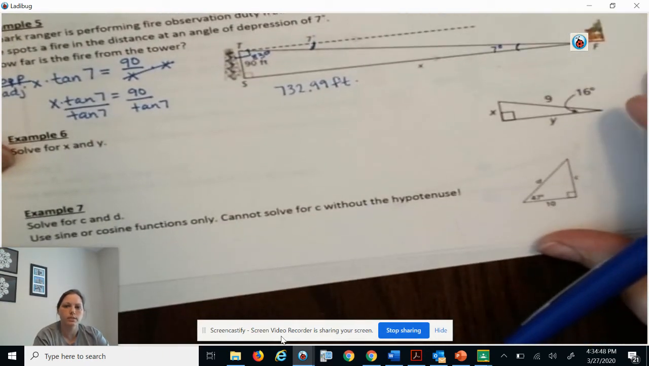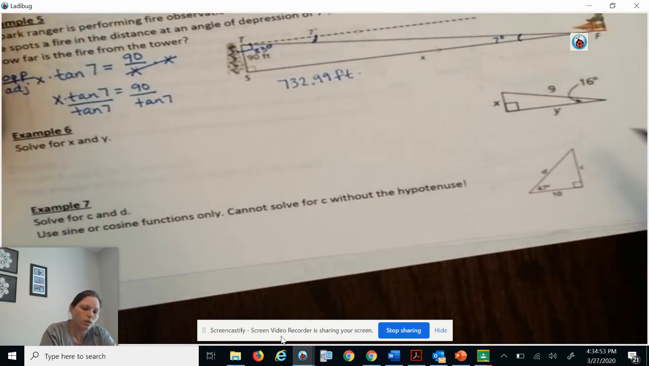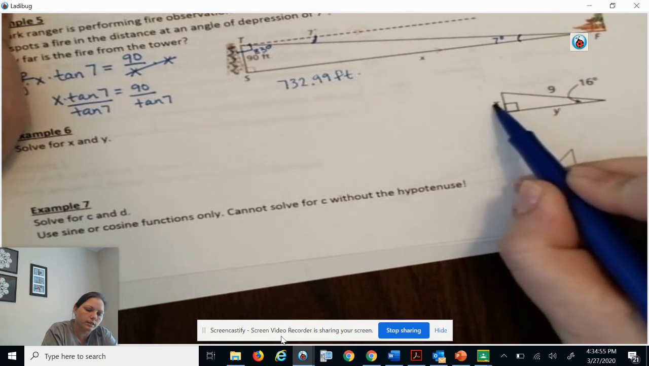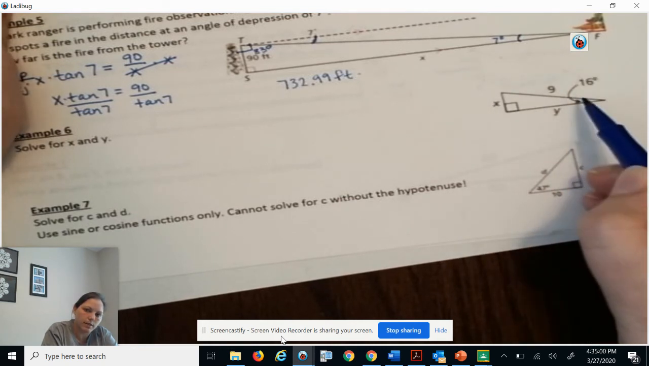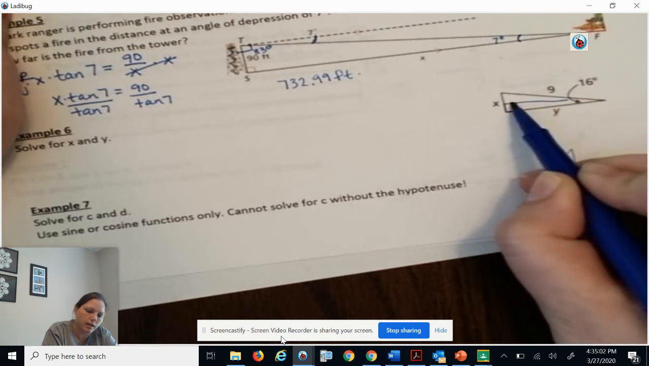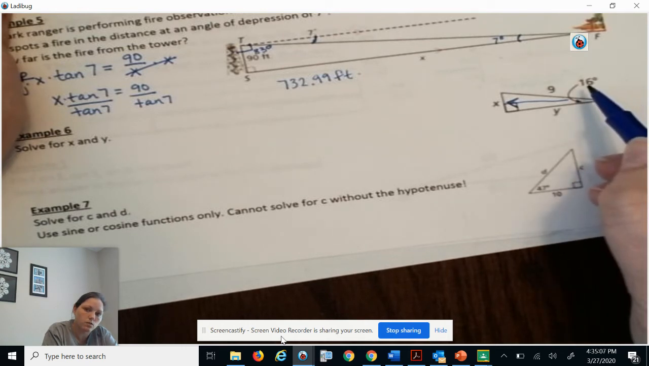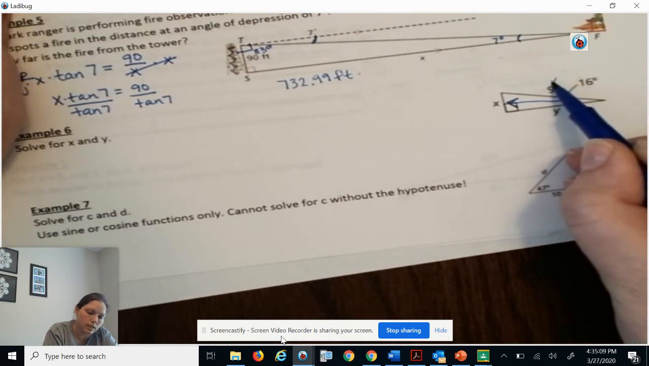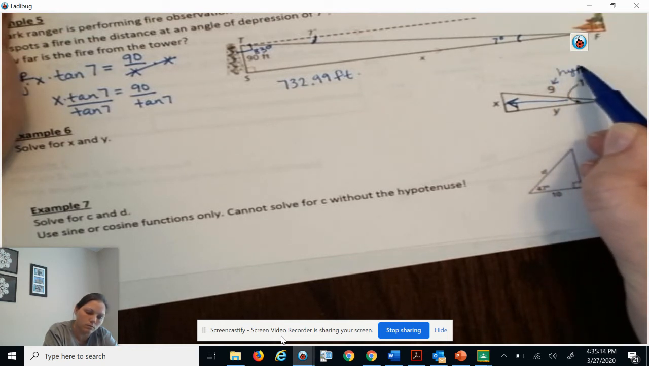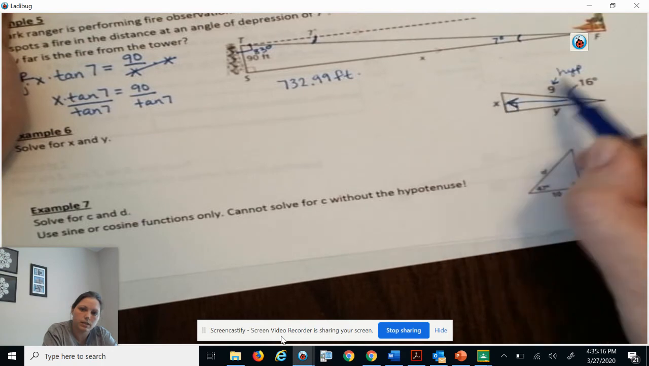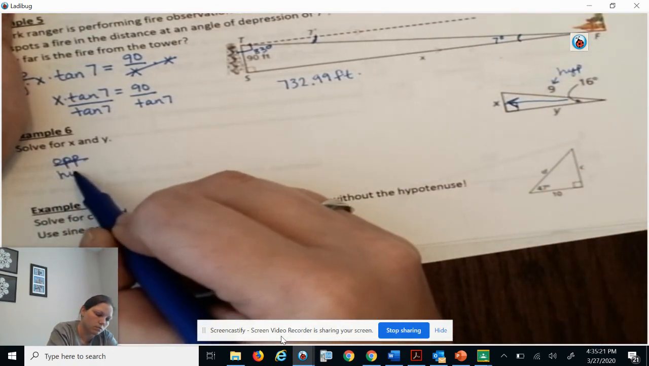All right, example 6. We want to solve for x and y. Okay, so with our x, we have our given angle. So you always start with that given angle. From that given angle, I have opposite is my x. And the other known value is this 9, which is the hypotenuse. Right? So I have an opposite and a hypotenuse.